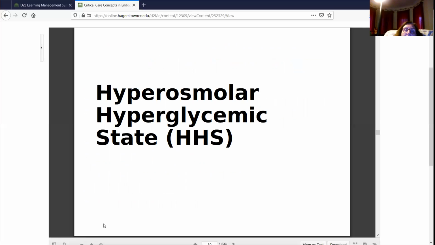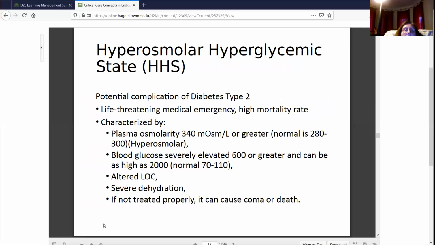Hyperosmolar hyperglycemic states. Okay, so it's a potential complication of diabetes type 2, a life-threatening medical emergency with a high mortality rate, characterized by plasma osmolarity of 340 milliosmoles or greater. The normal is 280 to 300, so they're hyperosmolar. That's where you get the first H, HHS or HHNS, both are used.